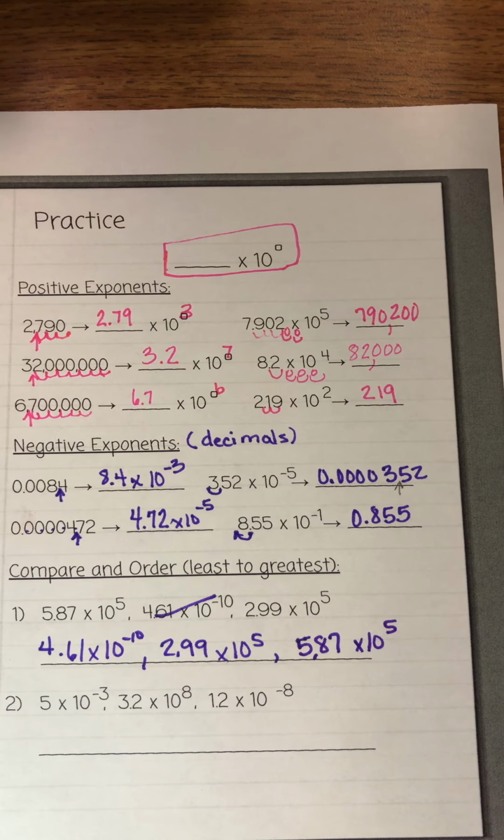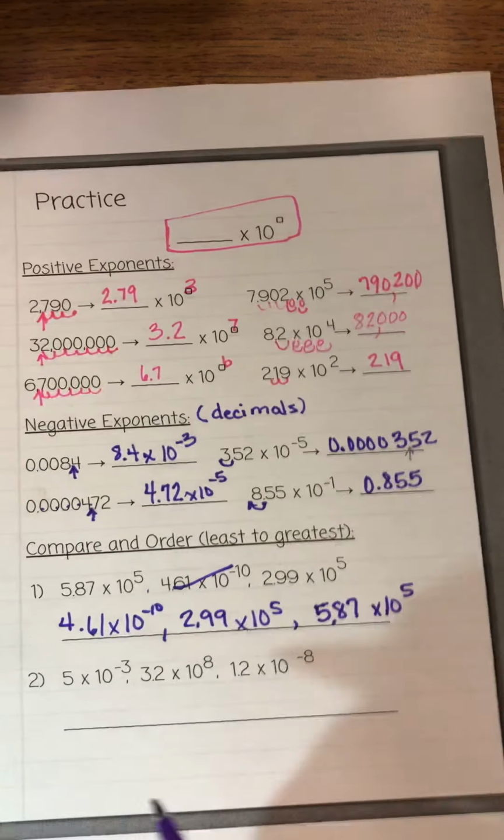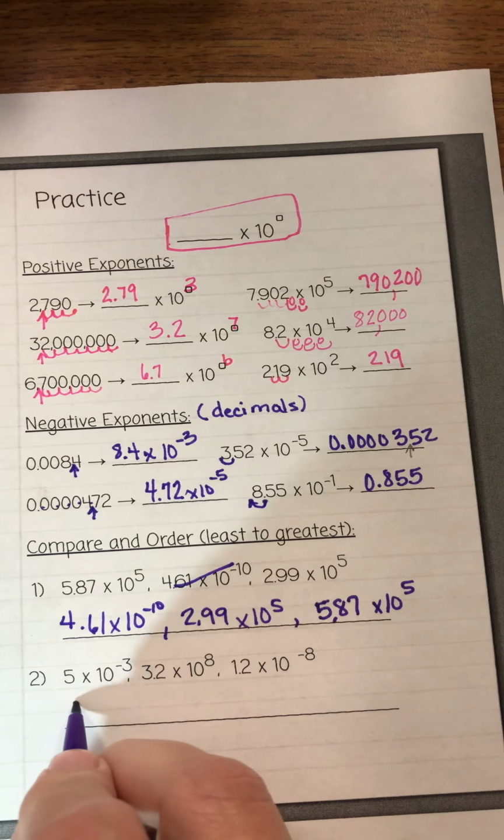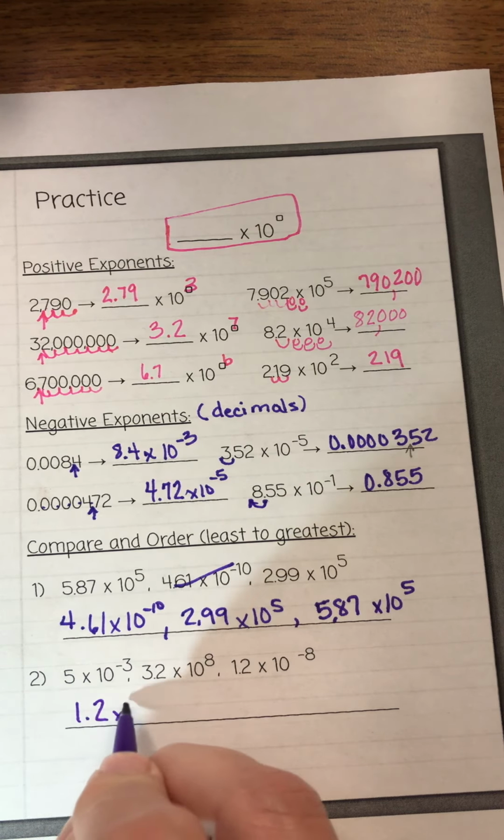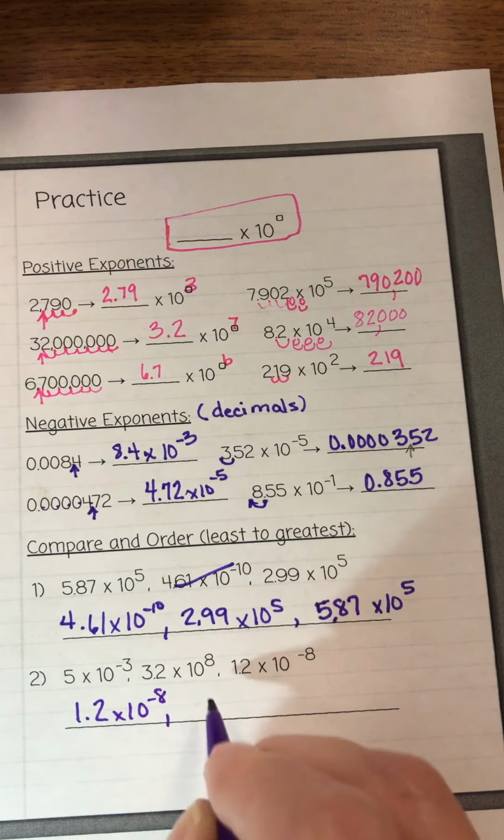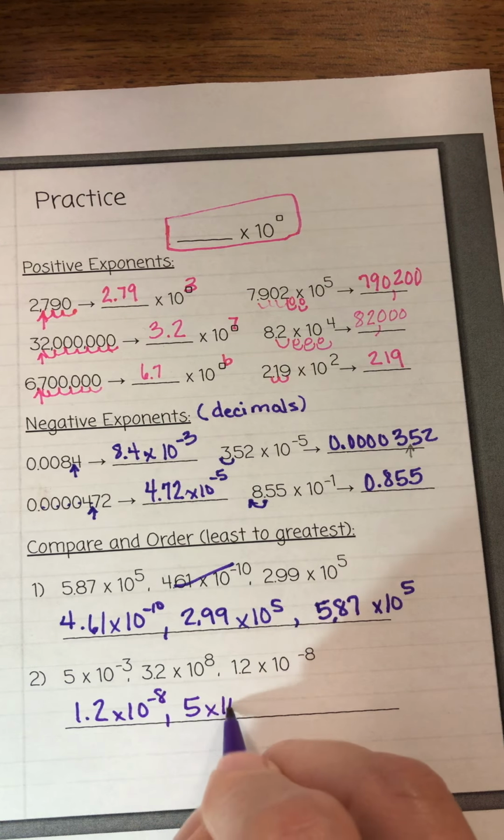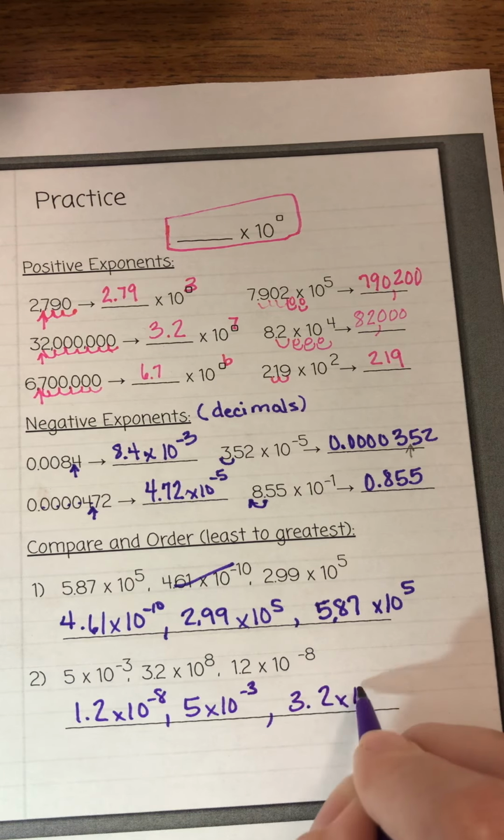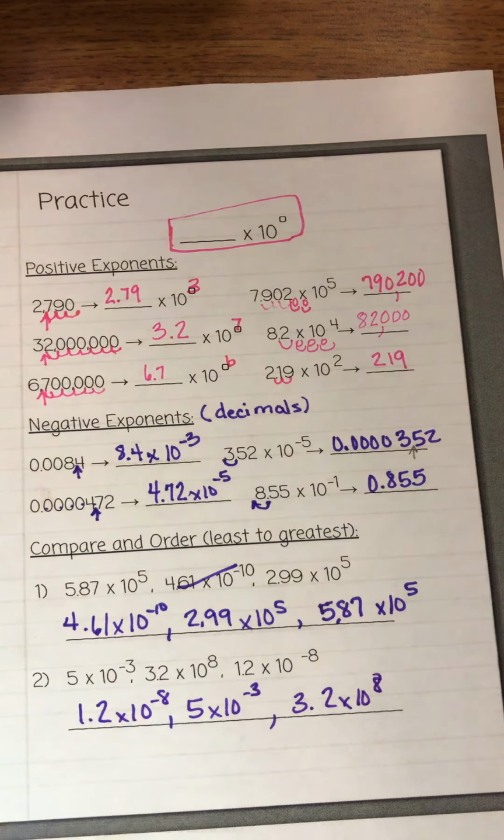All right. So now let's look at number 2. Again, start with your exponents first. So we see that this -8 is our smallest of the 3 numbers, followed by -3, and then 10 to the 8th. All right, there's our notes on scientific notation.